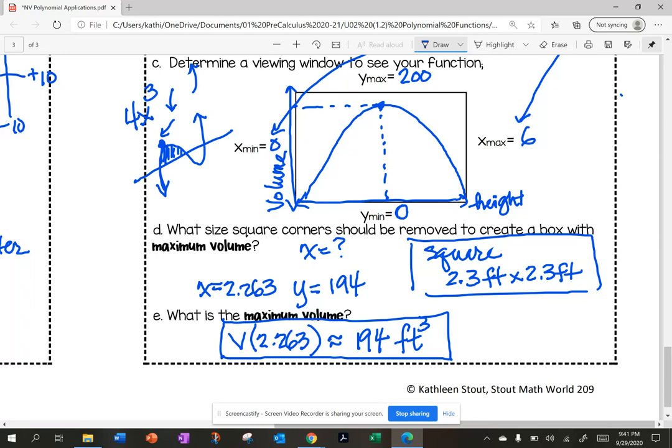Okay, so these are about drawing a picture, looking at the leading term, and knowing what I'm looking for.